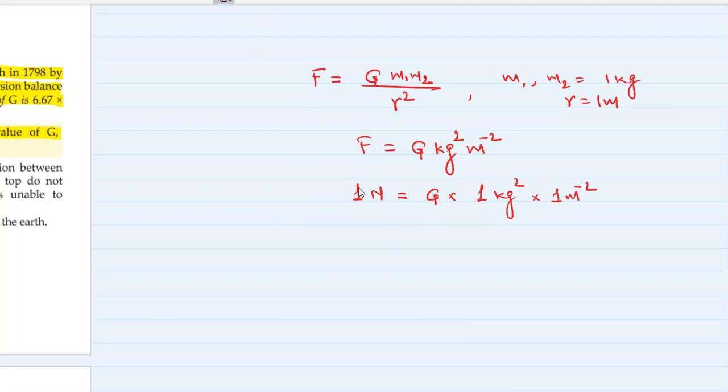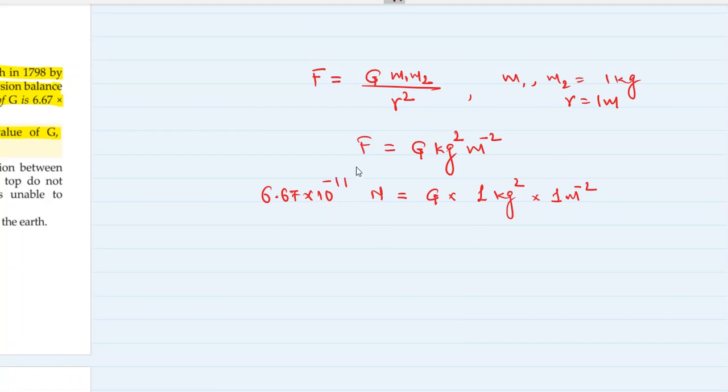I'm sorry, this was not 1 Newton. This was measured with the help of the torsion balance as 6.67 into 10 raised to minus 11. So the gravitational force of attraction between two bodies of masses 1 kg placed at a distance of 1 meter apart was found with the help of that experiment by Henry Cavendish to be approximately equal to 6.67 into 10 raised to minus 11 Newton.